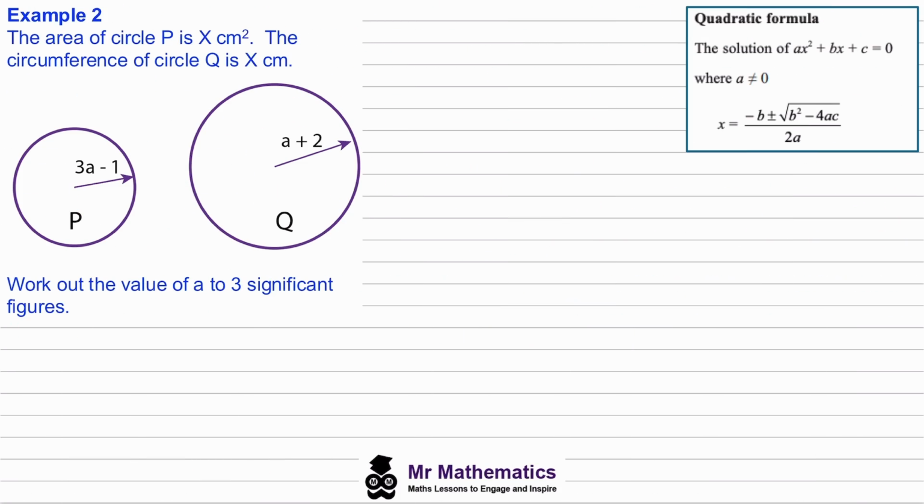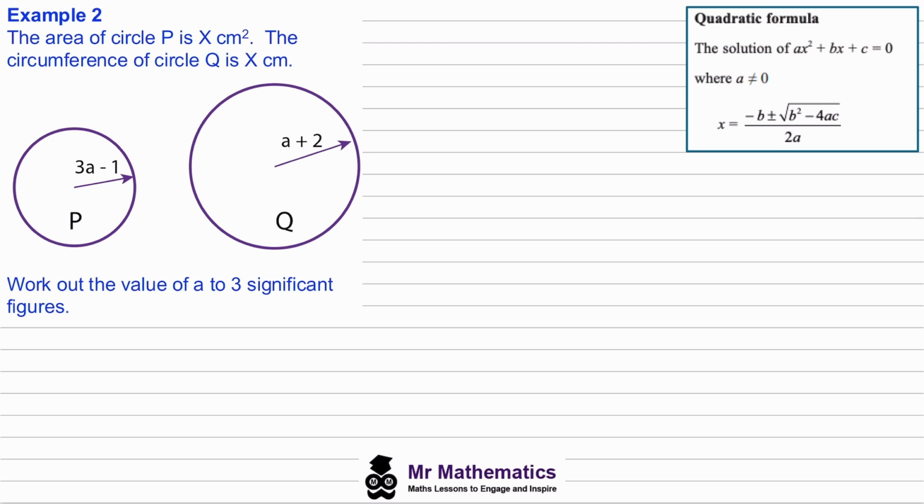We're given 2 circles, and we're told that the area of this circle has the same numerical value as the circumference of circle Q. We need to work out the value of a to 3 significant figures. So do you want to try and set up the quadratic yourself? You can pause the video, and when you come back, you can check your working with mine.